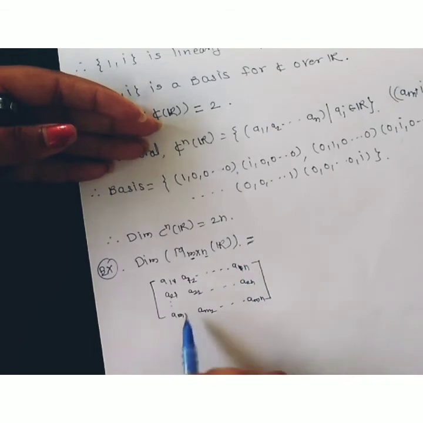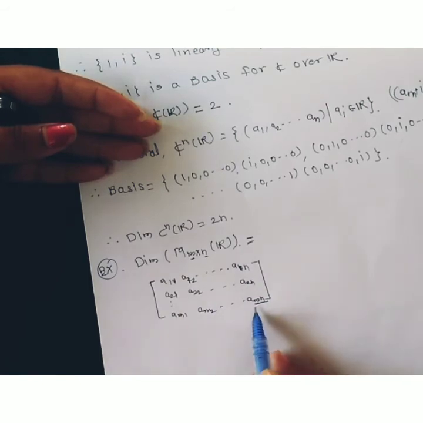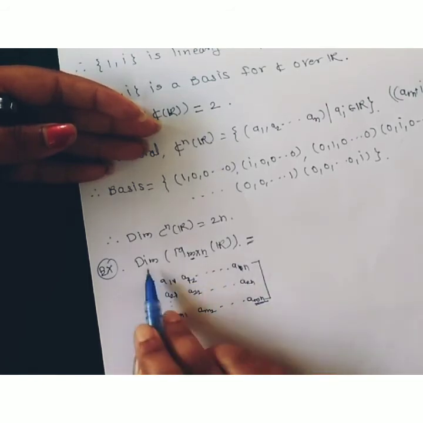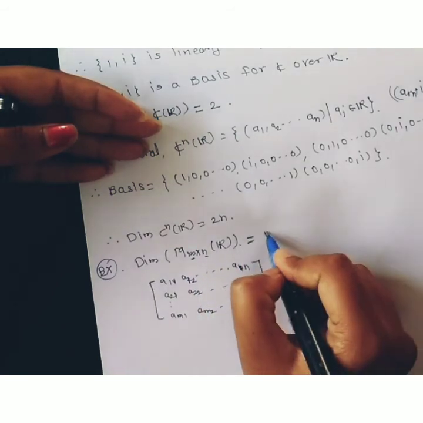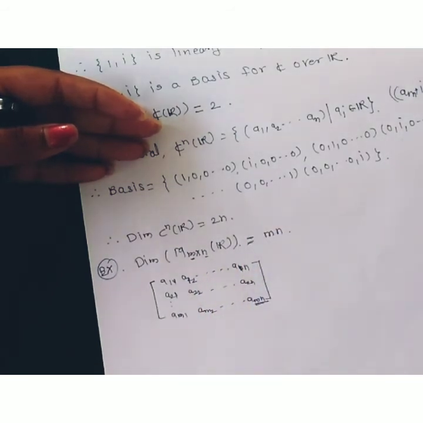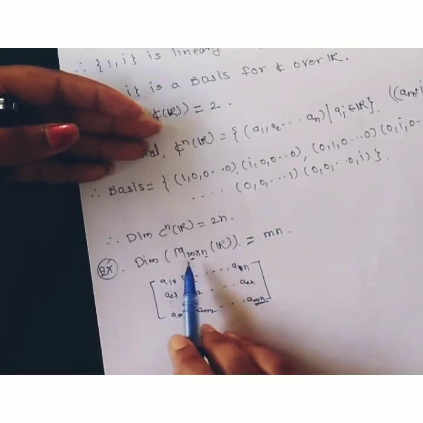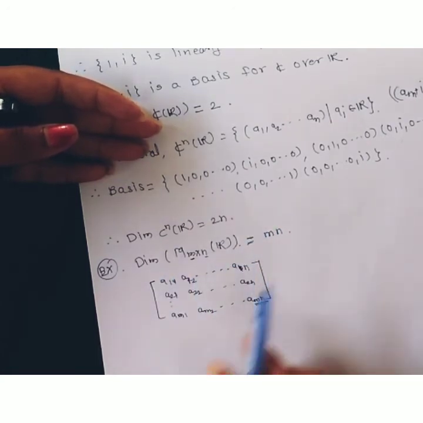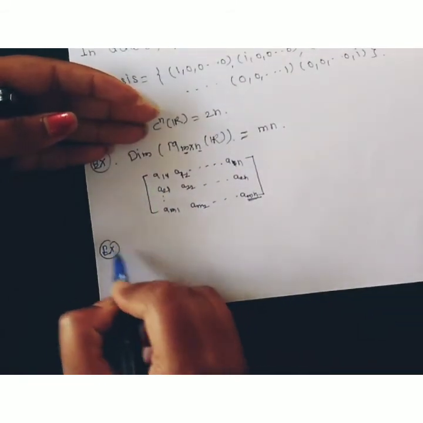Therefore, how many entries are present in the matrix? A total of mn entries. So the basis also has mn elements. Therefore, the dimension of the m cross n matrices over R is equal to m into n. If the basis consists of mn vectors, the dimension of the m cross n matrices over R must be mn.